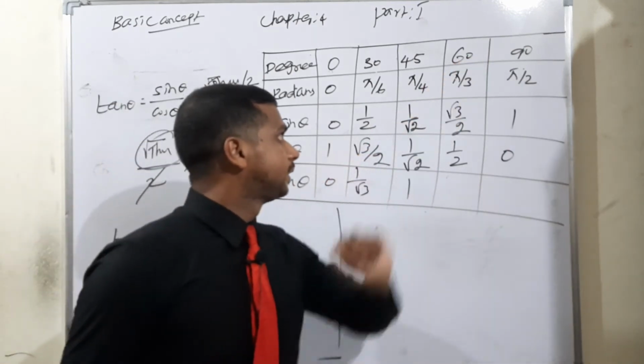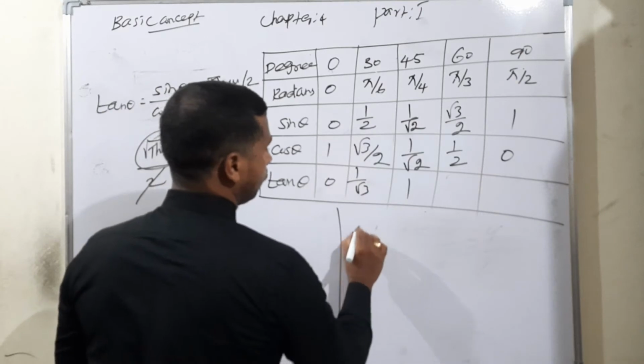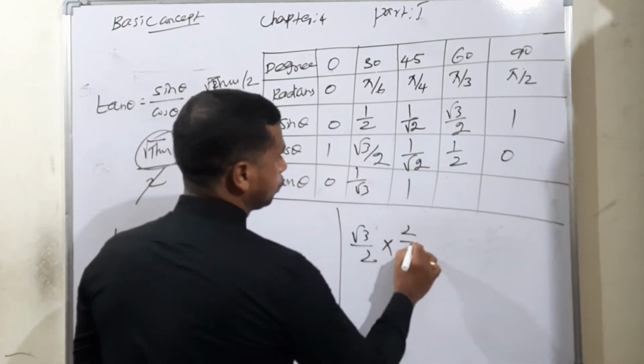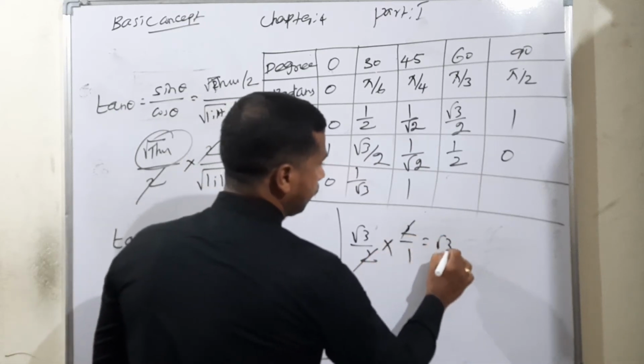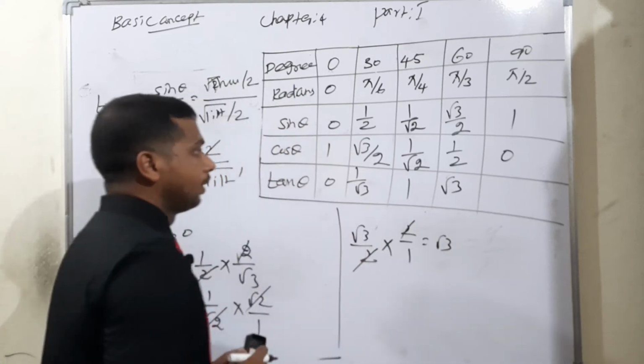Then tan 60 is equal to sin 60 divided by cos 60. Sin 60 is equal to what is the value? Root 3 by 2 into cos 60 means 2 by 1. So 2 cancels, definitely root 3. Therefore tan 60 is equal to root 3, as well as tan 90.